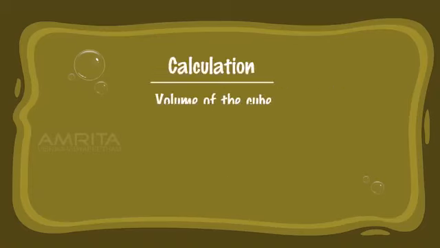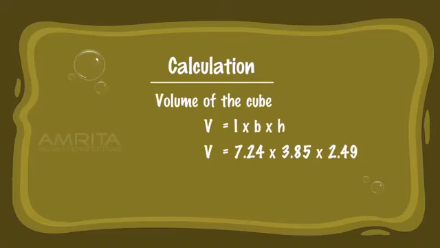Volume of the rectangular block V is equal to L into B into H. So V is equal to 7.24 into 3.85 into 2.49, which is equal to 69.40626 centimeters cube.